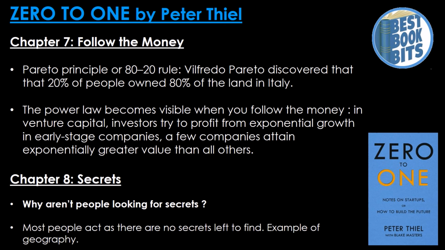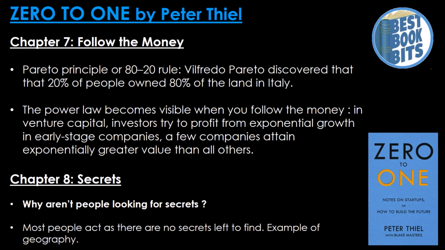Pareto rule, or the 80-20 rule. Vilfredo Pareto discovered that 20% of the people owned 80% of the land in Italy. The power law becomes visible when you follow the money. In venture capital, investors try to profit from exponential growth in early stage companies. A few companies attain exponentially greater value than all others.